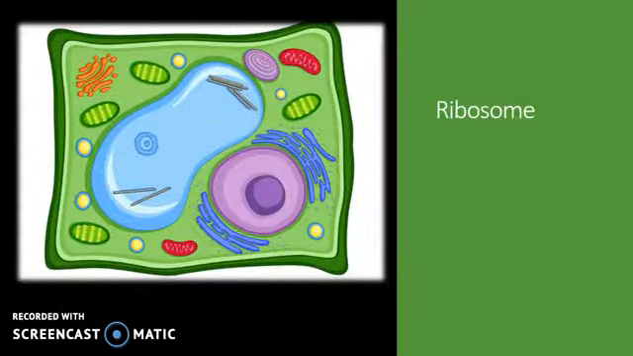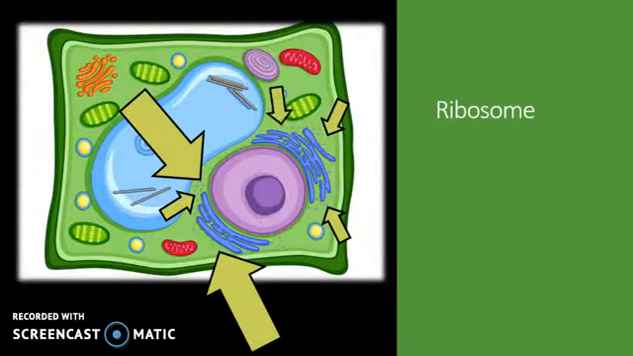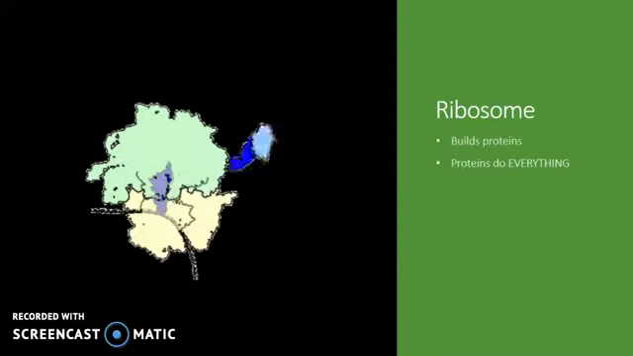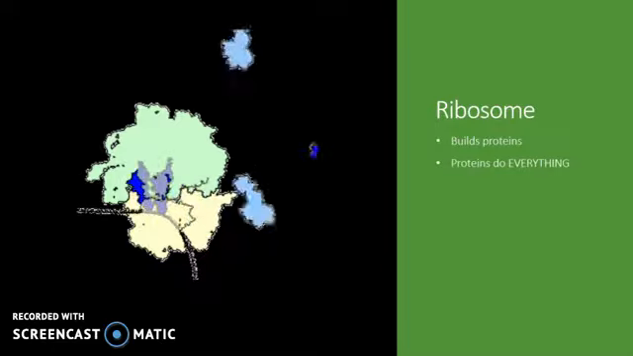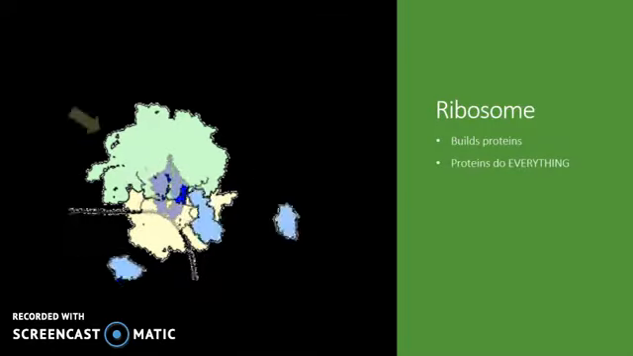Next are ribosomes. These are small packets or granules of RNA that convert amino acids into proteins. Basically, they're these little tiny dots all over the place here. They're very, very small, and what they do is build proteins. Remember, proteins do everything. So here's our ribosome at work right here.